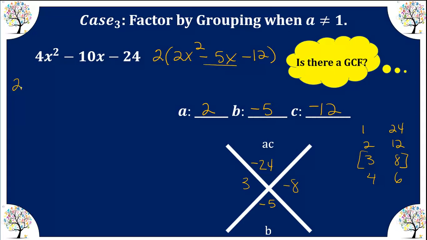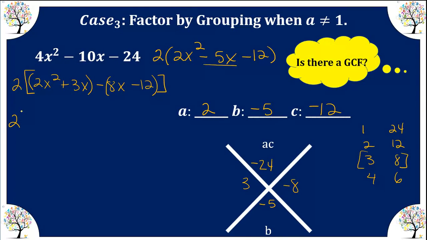I'm going to bring down my GCF. I'm going to use brackets. I'm going to rewrite this trinomial as 2x squared plus 3x minus 8x minus 12. 3x minus 8x is still negative 5x. Now we have 4 terms, so we can group to pair.